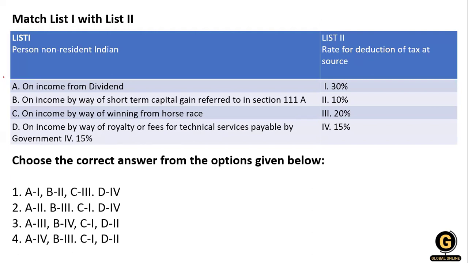We again have the match-the-list question. This question is really important, because here we are covering many TDS percentages. The list is given for a person who is non-resident in India, and the rate of deduction of taxes, that means the TDS. It's talking about the TDS. First of all, we have to understand the TDS.